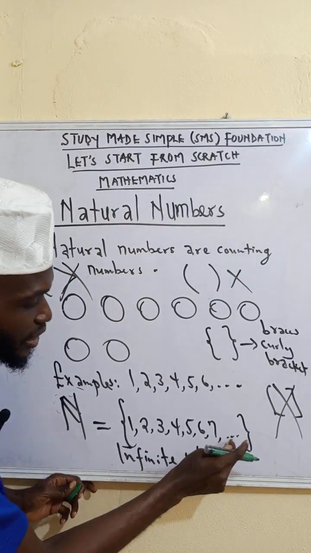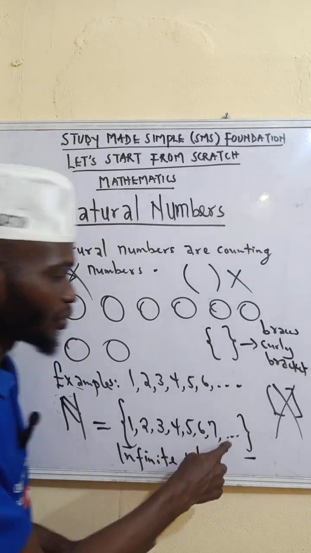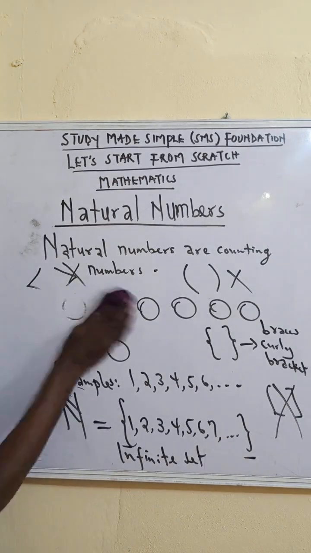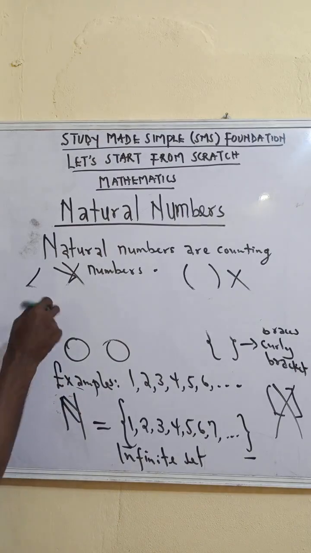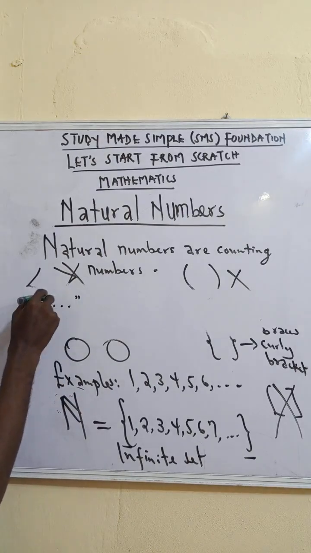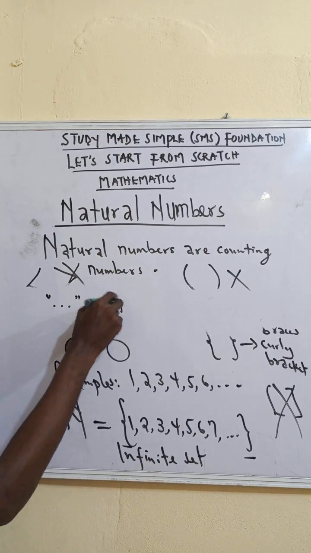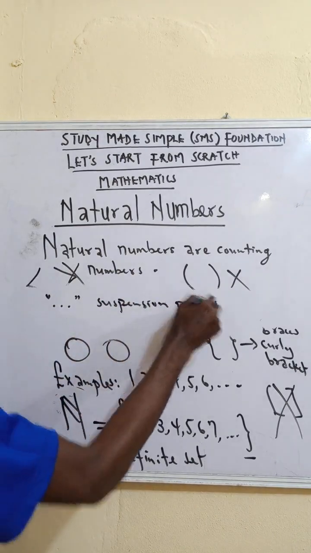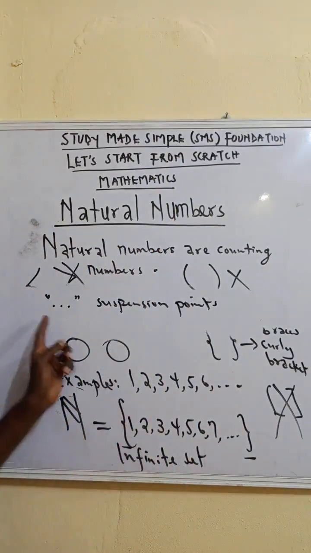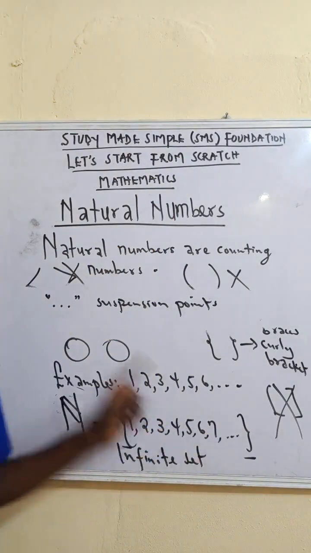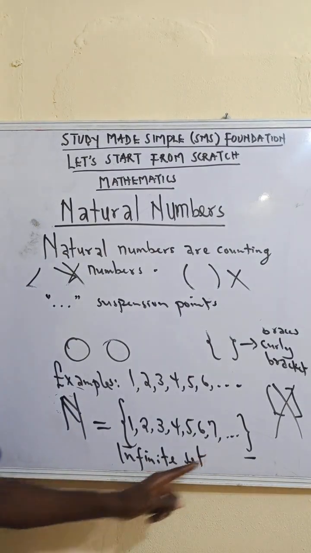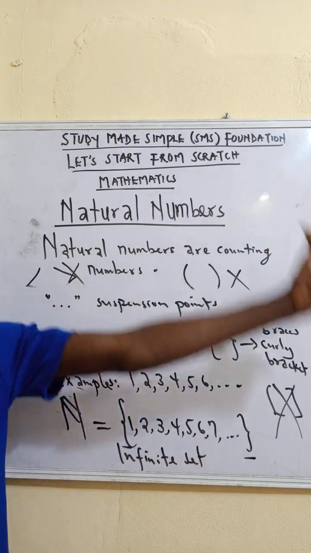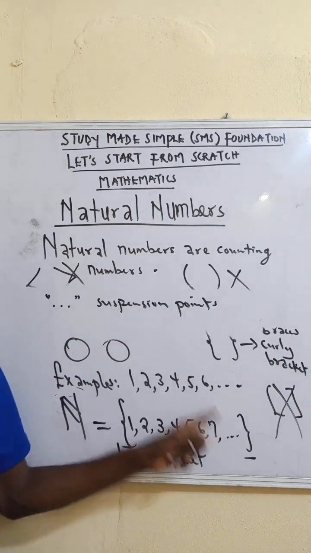Another thing is, look at these 3 dots. These 3 dots are called suspension points in mathematics. Dot, dot, dot. It's called suspension points. And what do we use them for? We use them to indicate continuity. Any set that is infinite, that does not have end, we use this symbol to indicate the continuity. So a lot of things are to be learned here.